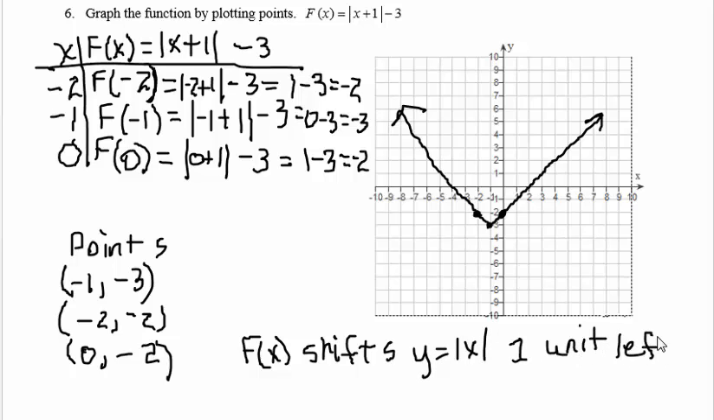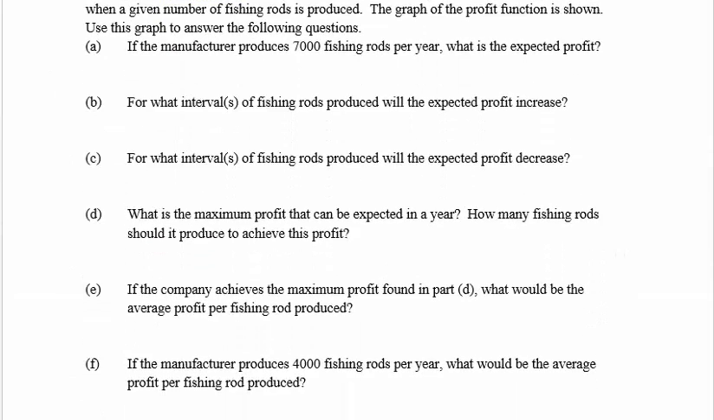And I want you to notice that f of x shifts y equal absolute value of x 1 unit left and 3 units down. So these two functions have a graph that looks the same, but to get capital F, I actually shift the graph 1 unit left and 3 units down. Every point on the graph of y equal absolute value of x has been shifted 1 unit left and 3 units down.